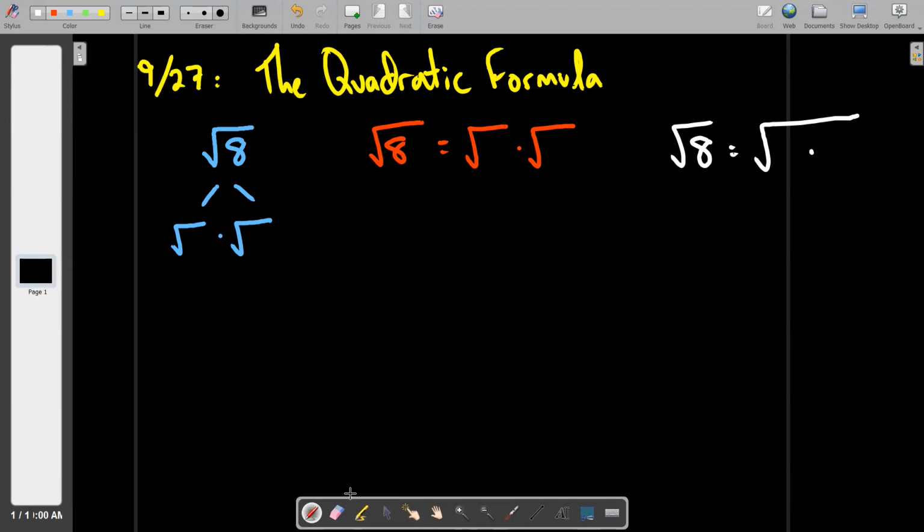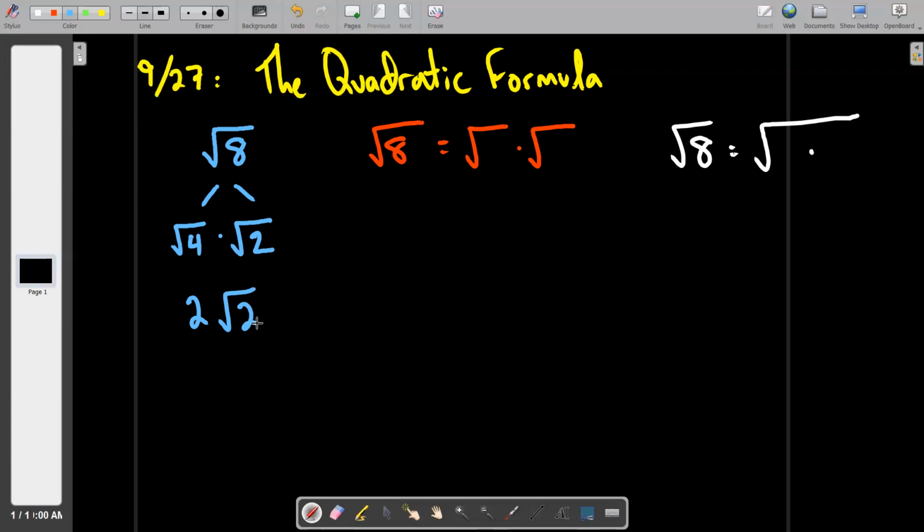So if you're a tree person, then it would look like this. You would logically pick 4 and 2. Not only because they're the only numbers that make 8, but because 4 is conveniently square rootable. And what's the square root of 4? So my final simplified root is 2 root 2. That's just what we do.